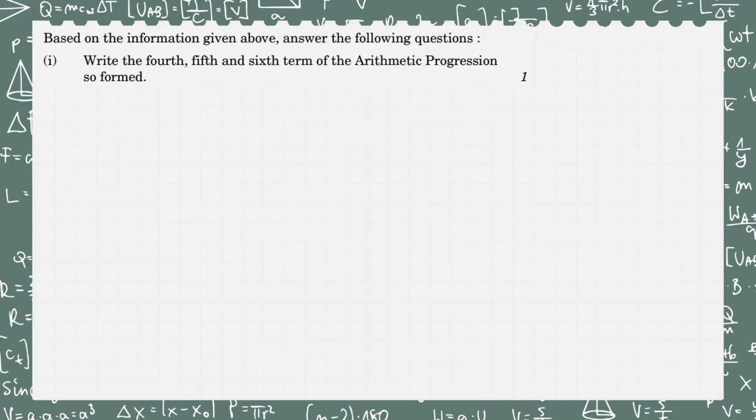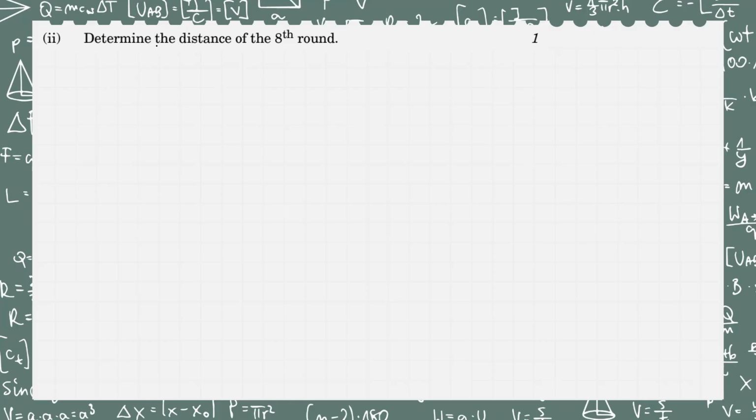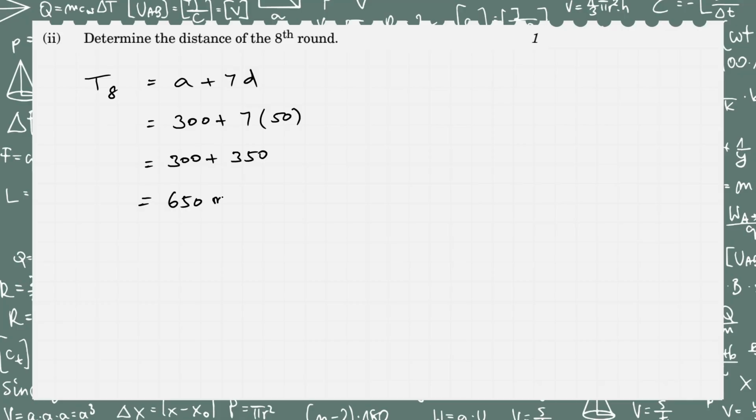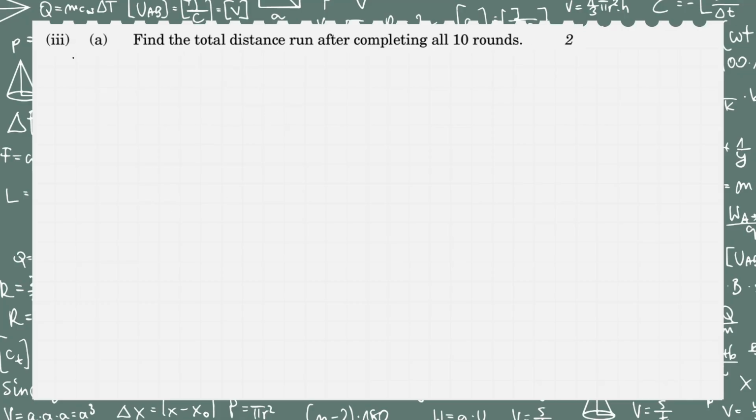Let us move on to the next subpart. Determine the distance of the 8th round. Right? So we need to find the 8th term of the AP, right? T8, which is A plus 7D, which is 300 plus 7 times 50, which is equal to 300 plus 350, which is 650 meters. Right? Let's move on to the next subpart.